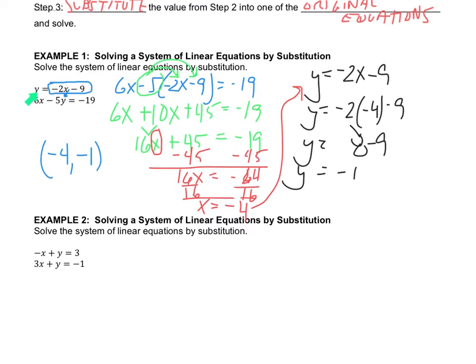That one definitely works. So then when I go here, I would plug in the negative 4 to get 6 times negative 4 is negative 24. I would plug in the negative 1. Negative 5 times negative 1 is plus 5. Negative 24 plus 5 is negative 19. So that would verify that it definitely does work. It's definitely worth it to see that that is your answer before you move on to the next one.